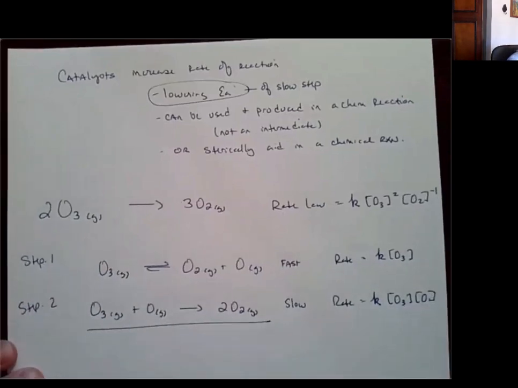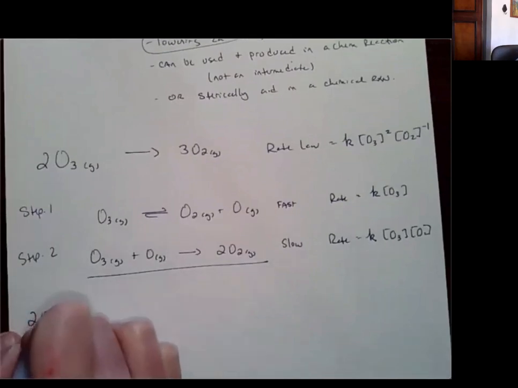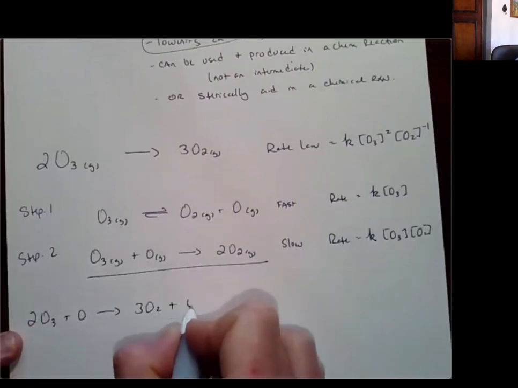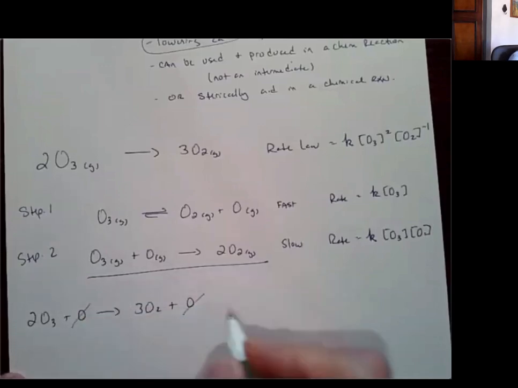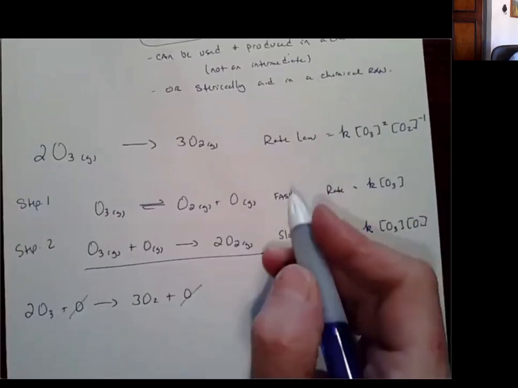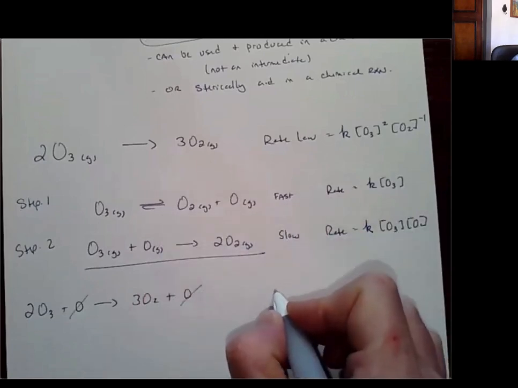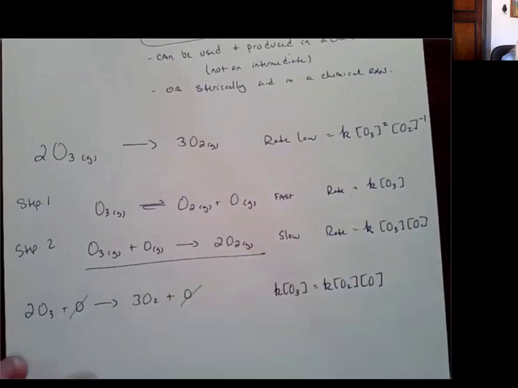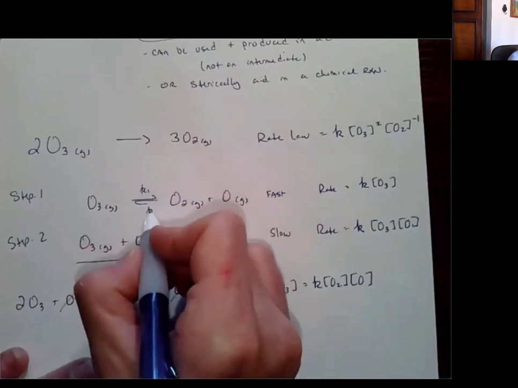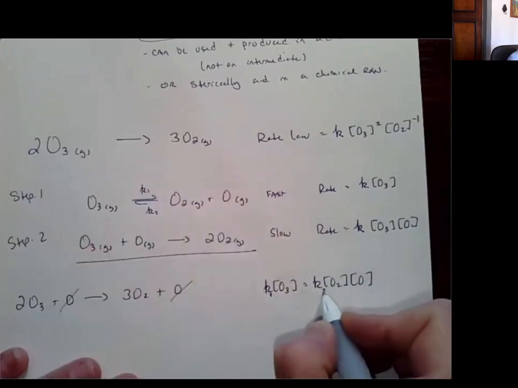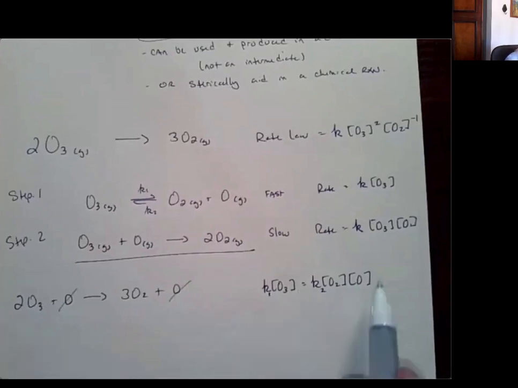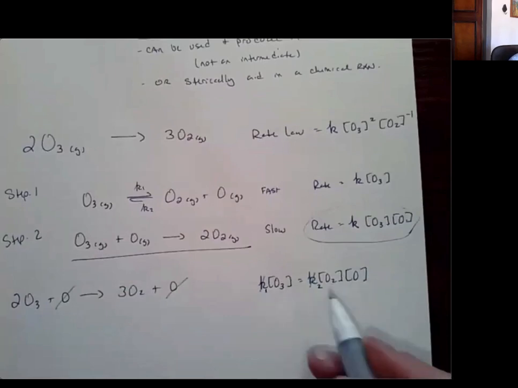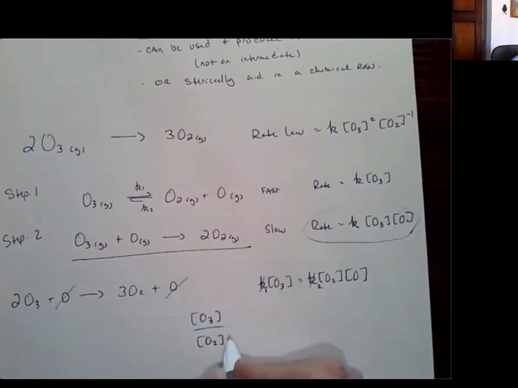When I add up these and I write my overall reaction, I have 2O3 plus O goes to 3O2 plus O, and O is my intermediate, so I'm going to remove that from both sides of the equation. If this is fast, this is an equilibrium, so that means that my rate of k[O3] equals k times [O2] times [O], because I'm looking at this one going forward and this one going in reverse. So this is my forward, this is my reverse. So I can substitute in O here in my slow step. I can rearrange this to get O by itself. First off, these k's come out. So I'm going to take [O3] and divide it by [O2], and that's going to give me [O].